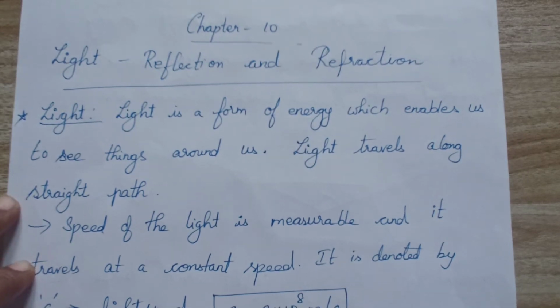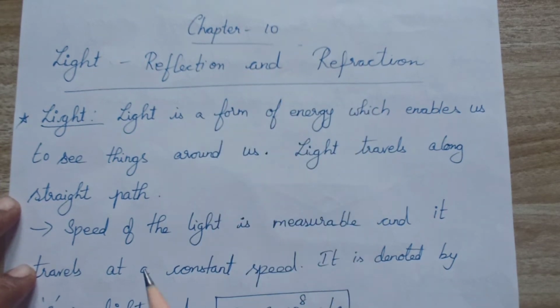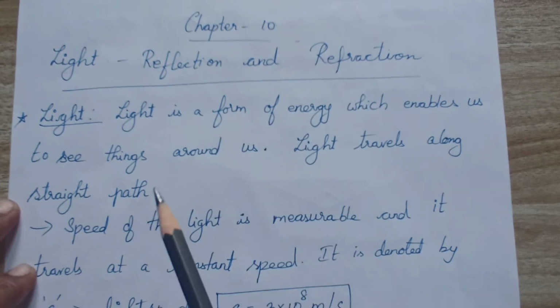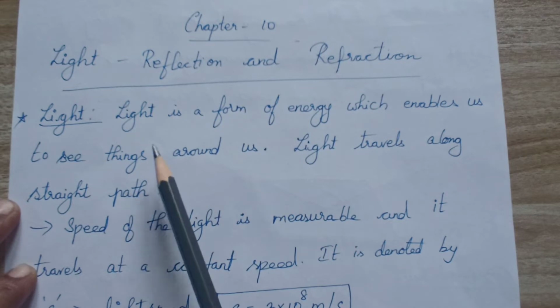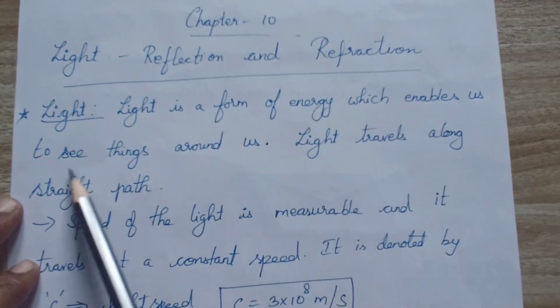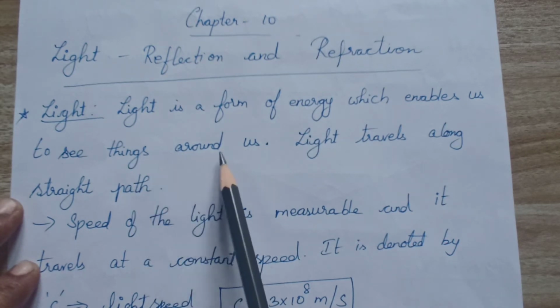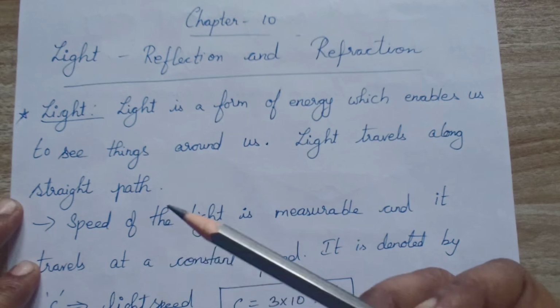Hi dear, today we'll start with chapter 10, light, reflection and refraction. Okay, so what is meant by light? We have studied in the lower classes, right? What is meant by light? Light is a form of energy which enables us to see things around us, right? We are able to see things around us only because of light.